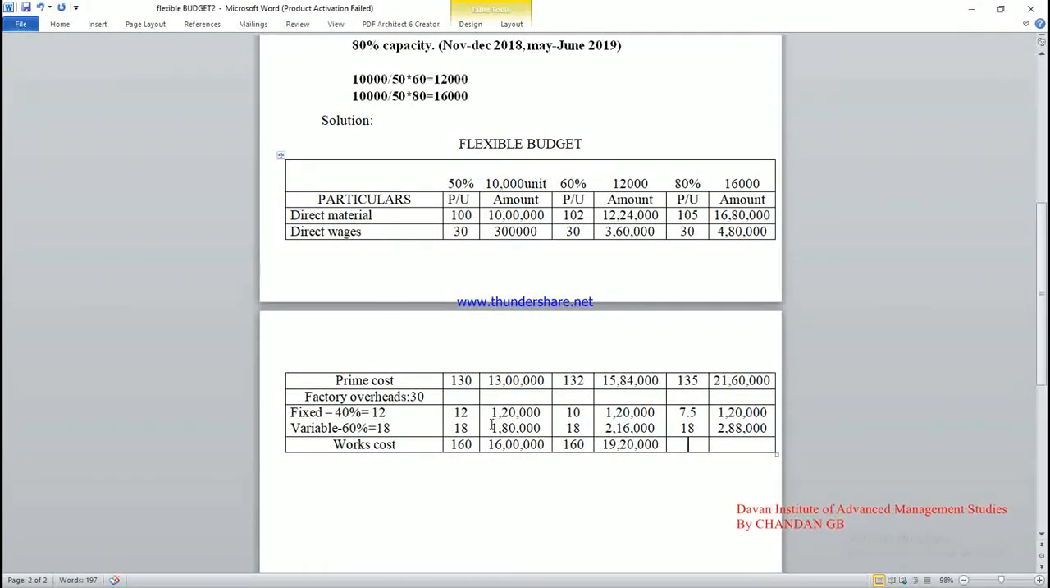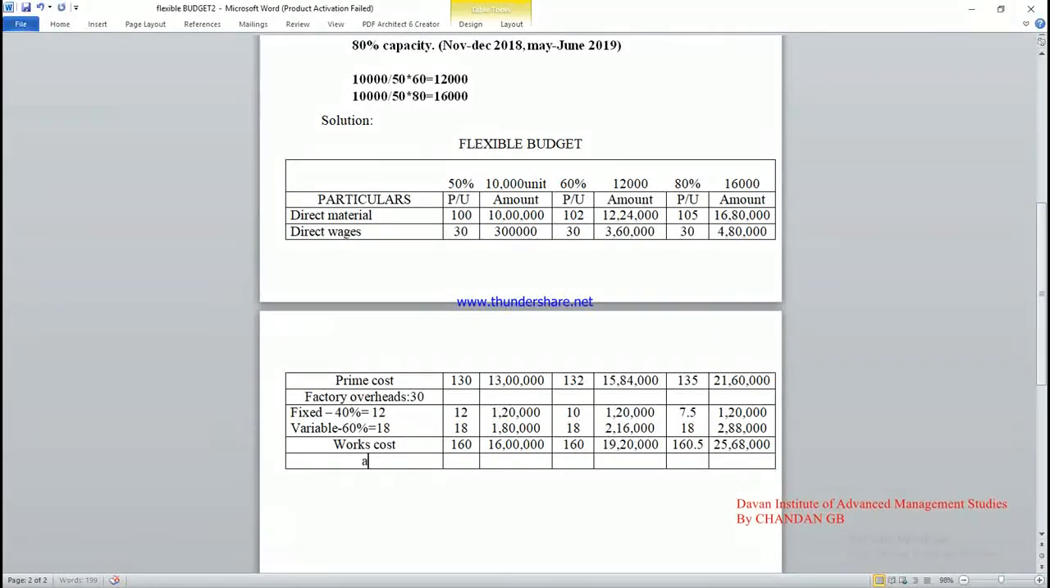135 plus 18 plus 7.5. That is 160.5. Add the amount column now. 25 lakh 68,000 rupees. This is the works cost. Next is administrative overheads.